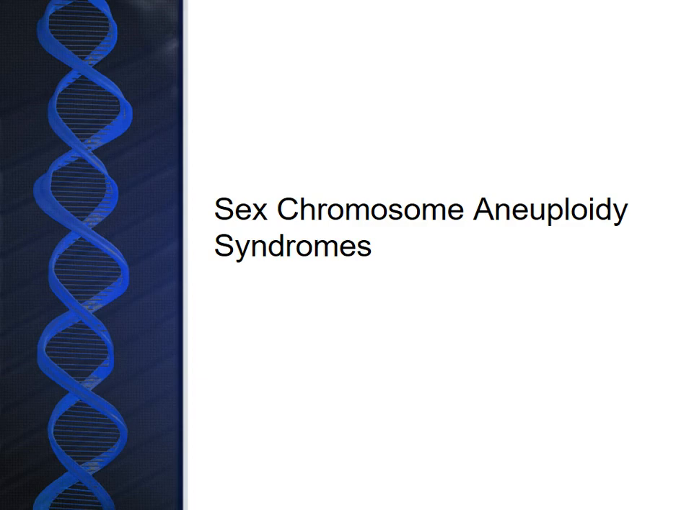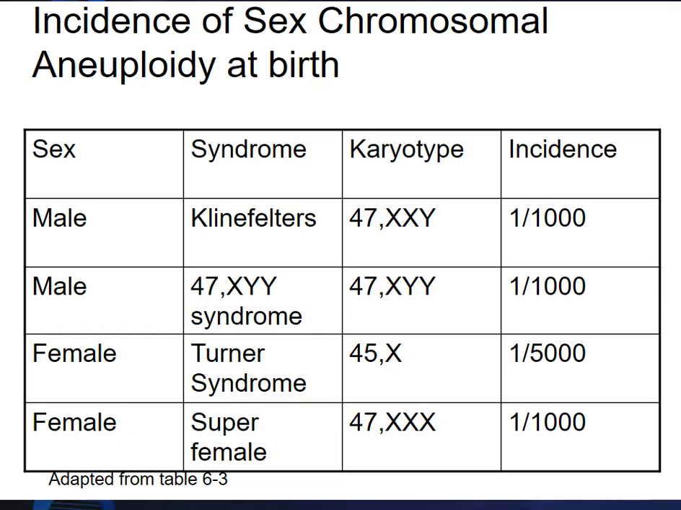So next we're going to talk about sex chromosome aneuploidy. Having an additional copy of the X chromosome in a male is a relatively common event. It occurs in about 1 in 1,000. The fortunate thing about this is we can inactivate one of these X's. Having an extra Y chromosome is also a relatively common event, occurring about 1 in 1,000.